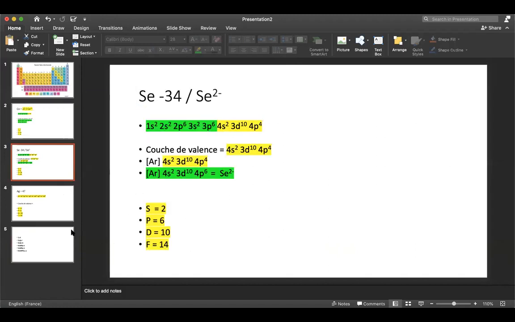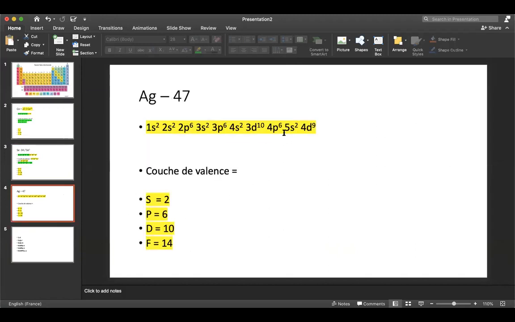So we are done with this part. We go to the last one. So please don't forget to remind me. So now in this case, which one is our couche de valence? Which one is our couche de valence?